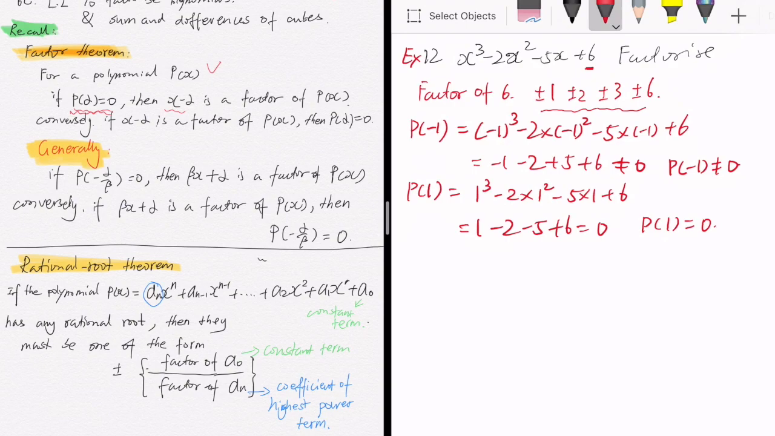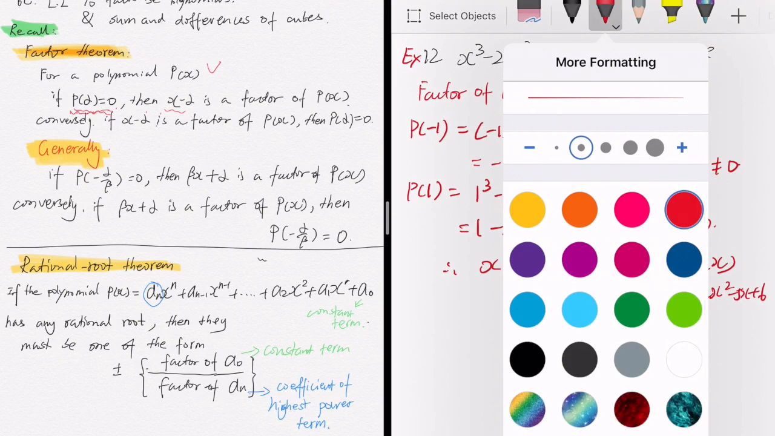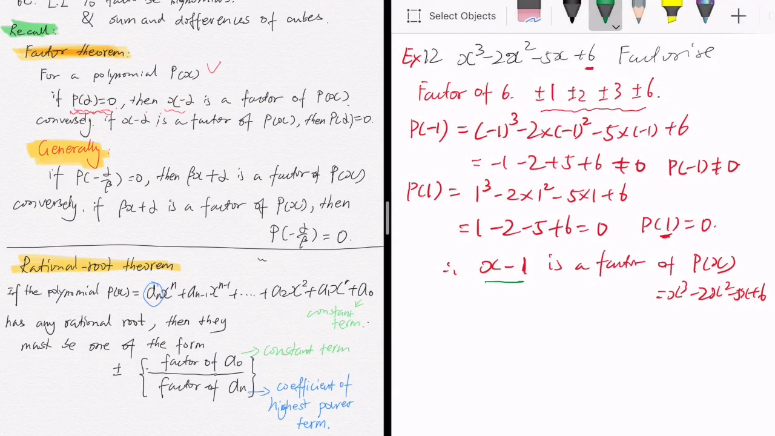Because our factor theorem says if P of alpha equals 0, then x minus that alpha is a factor. For our case, P of 1 equals 0, therefore x minus 1 is a factor of P of x, which is x cubed minus 2x squared minus 5x plus 6. So now we know, and let me use a different color, x minus 1 is a factor of P of x, which is our polynomial.